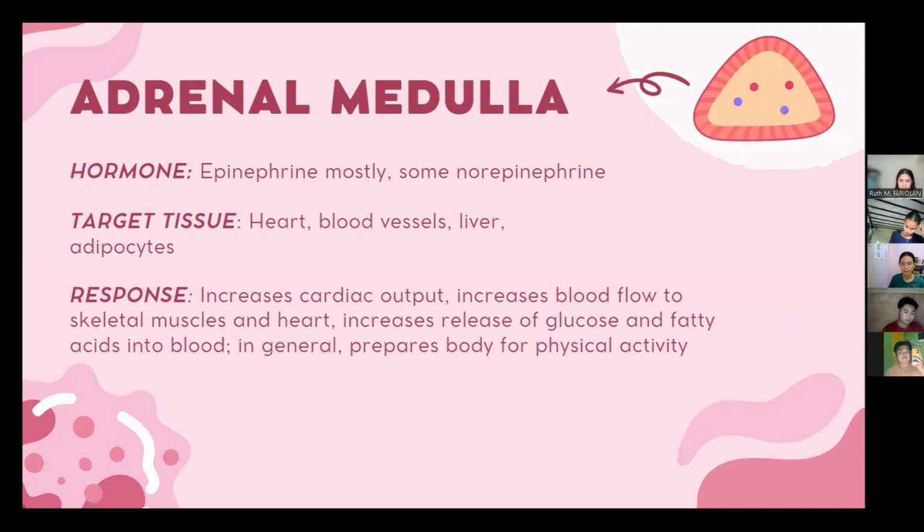So next is the adrenal medulla. Hormones are mostly epinephrine and some norepinephrine. The target tissues are heart, blood vessels, liver, and adipocytes. Its response is to increase cardiac output, increase blood flow to skeletal muscles and heart, increase release of glucose and fatty acids into blood, and in general prepare the body for physical activity.